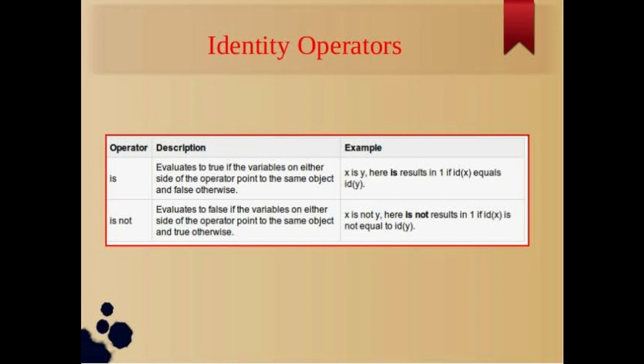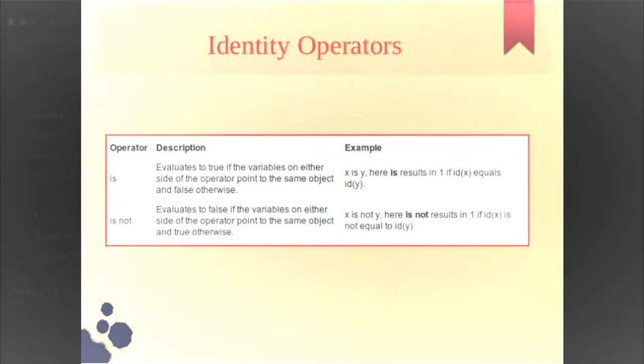The second operator here is the is not operator. It is the reverse of the is operator. It returns true if both variables are not the same object. For example, a is not b. Here the value of a must not be equal to the value of b for the result to be true. Let's see these operators more closely in Thonny.